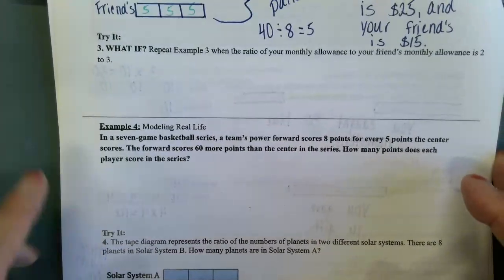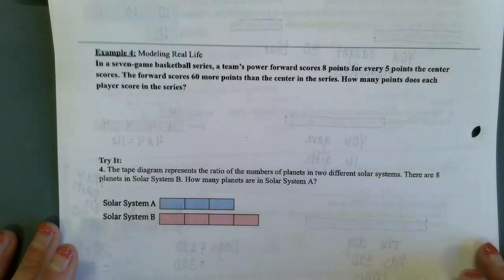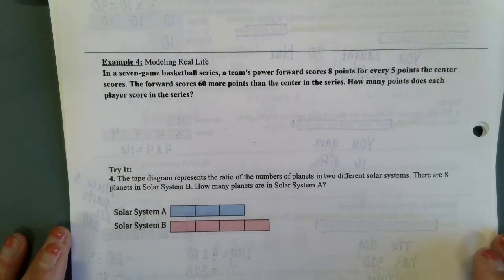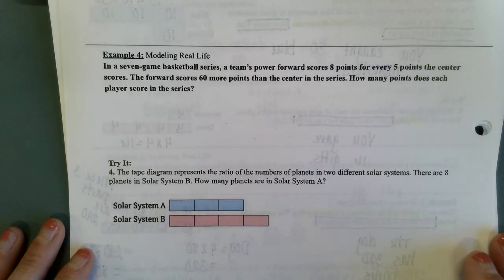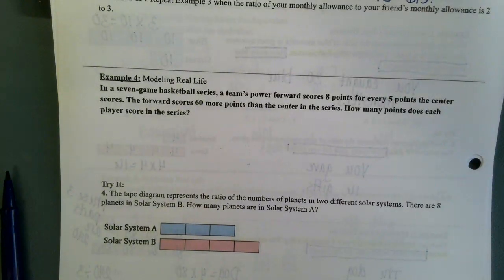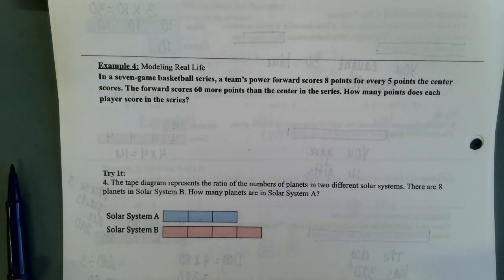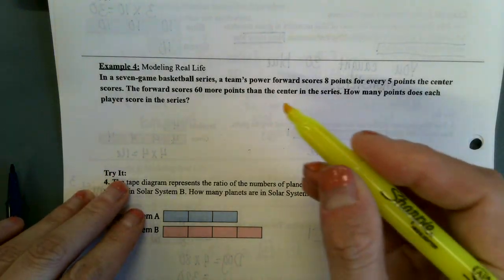Okay, we are going to go ahead and move on down here to where it says example 4. You can try number 3 on your own. Example 4, in a 7-game basketball series, a team's power forward scores 8 points for every 5 points the center scores. The forward scores 60 more points than the center in the series. How many points does each player score in the series? So we do have a lot going on here. Let's first mark our text.